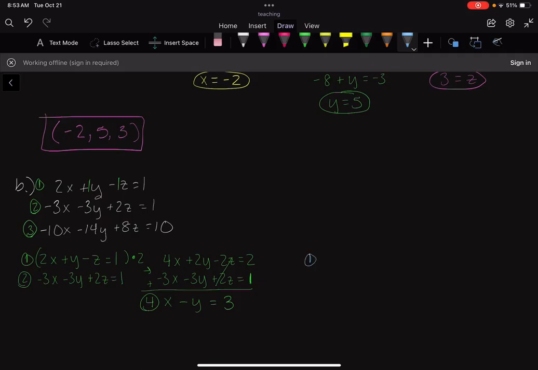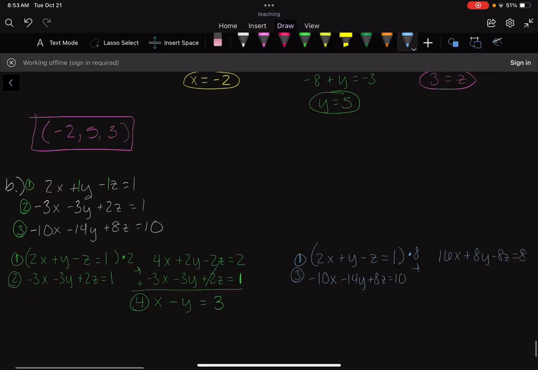Next, I can take 1 and 3 and cancel out my z's. You just have to make sure that you cancel out the same variable for your first step. Now I'm going to multiply the first one by 8 in order to cancel out these z's. So that's going to give me 16x plus 8y minus 8z equals 8.